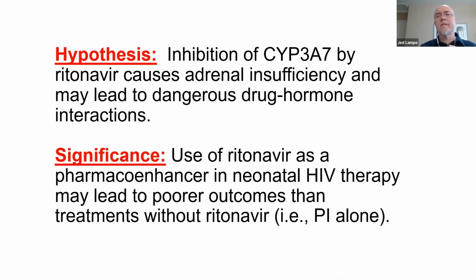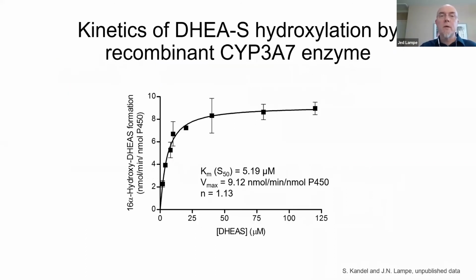So our hypothesis here was that inhibition of CYP3A7 by ritonavir causes adrenal insufficiency and also may lead to dangerous drug-hormone interactions in the HIV-infected neonate. And the significance, which I'm going to show you at the end, is that the use of ritonavir as a pharmacoenhancer in neonatal HIV therapy may actually lead to poorer outcomes than treatments without ritonavir, so just with the protease inhibitor alone, in this case lopinavir. And I'll show you why that is in a moment.